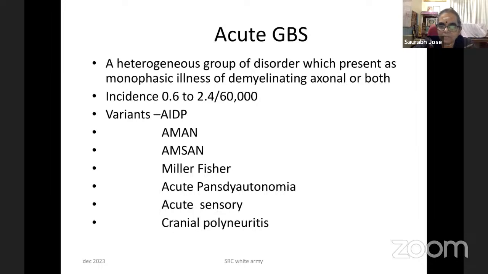But of course, other investigations, CSF showing normal change, or whether it is showing an albuminocytologic dissociation, electrophysiological changes, all those things will come later. But unless we suspect, we will miss this case. Then you can have a pure sensory and pure cranial polyneuropathy. There are various types: AIDP, AMAN, AMSAN, Miller-Fisher, acute pandysautonomia, sensory type of AIDP, and cranial polyneuritis.